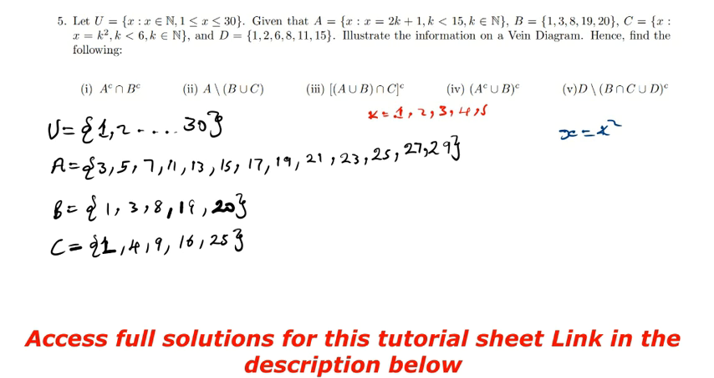Then lastly we have set D, which is already given. So D is equal to, we have members, that is 1, 2, 6.